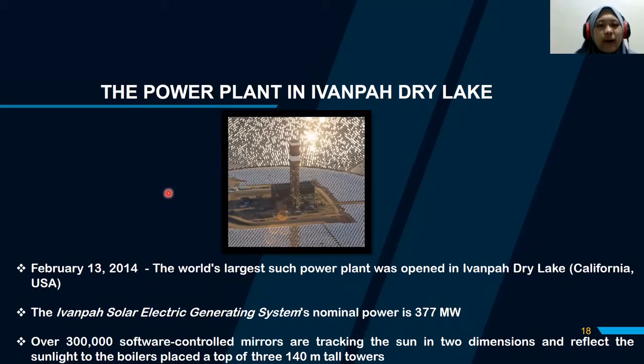Next, the power plant in Ivanpah Dry Lake. It was opened on February 13, 2014. The world's largest such power plant was opened in Ivanpah Dry Lake in California, United States of America. The Ivanpah Solar Electric Generating System nominal power is 377 megawatts. Over 300,000 software-controlled mirrors track the sun in 2 dimensions and reflect the sunlight to the boilers placed atop three 140-meter tall towers.